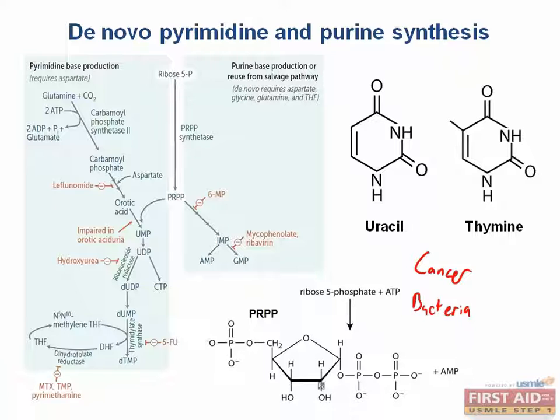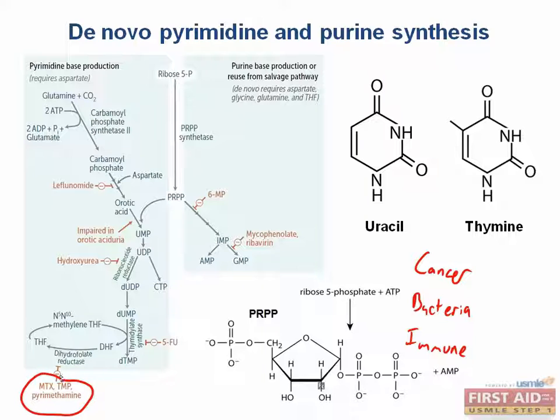What other types of cells divide a lot? Cells in the immune system. So targeting nucleotide synthesis can also be used as a very aggressive immunosuppressant to treat inflammatory or autoimmune diseases. Let's go through some examples.